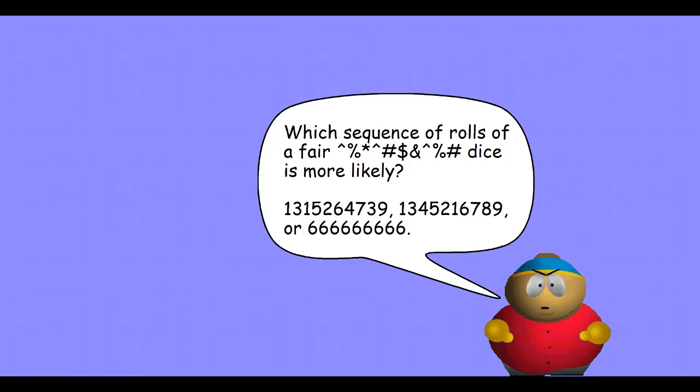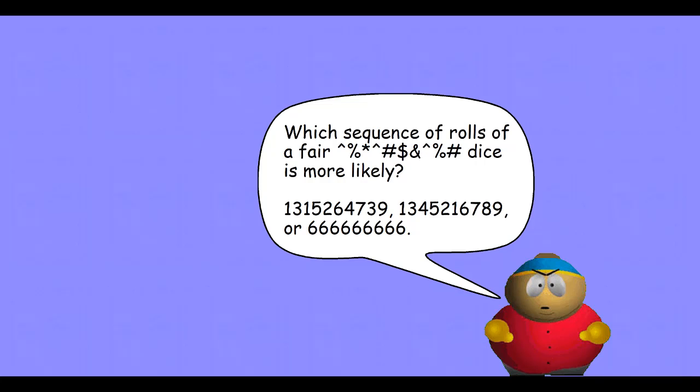The representativeness heuristic doesn't always work well, though. Consider the following sequences of rolls of a die. You roll your fair die multiple times, and you get a sequence 1, 3, 1, 5, 2, 6, 4, 7, 3, 9. Or you roll it 1, 3, 4, 5, 2, 1, 6, 7, 8, 9. Or you roll it 6, 6, 6, 6, 6, 6, 6, 6, 6. Which is the more likely roll?